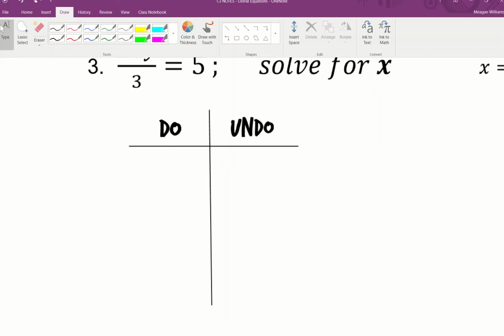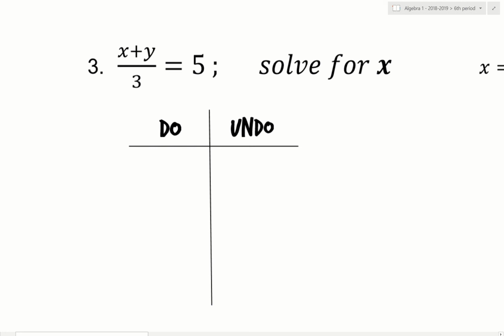Uh-oh, there's a fraction. Am I in panic mode? No, don't be in panic mode. Just do what you know how. What am I solving for? X, so that goes on my do column.